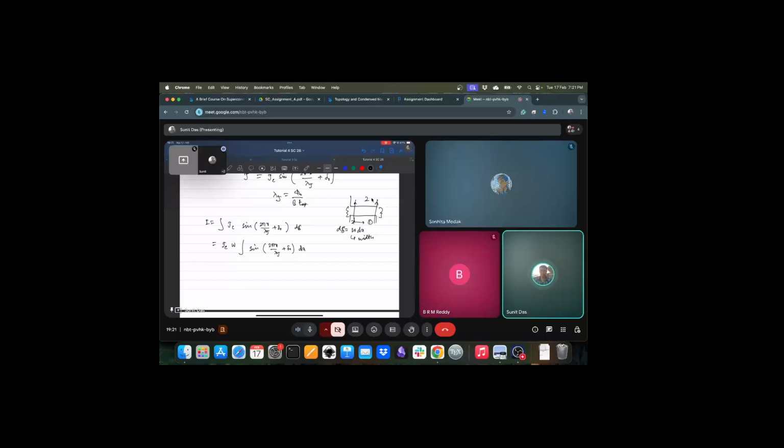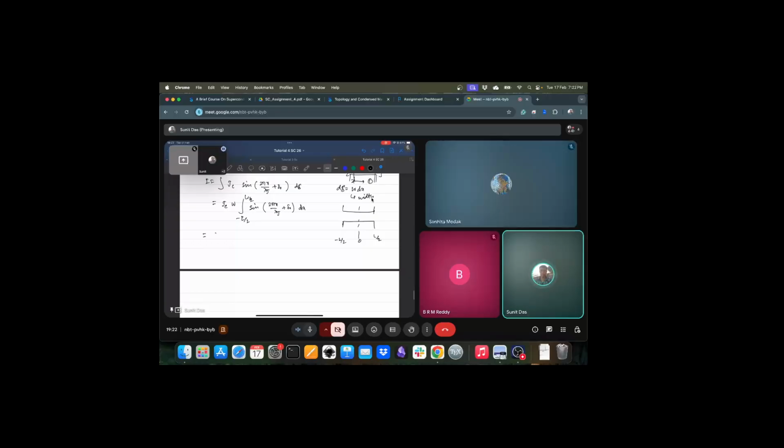And the limit for x will be, let's say, minus L by 2 to L by 2. So we assume that we have a junction like this, and somewhere here is the origin, so this is sitting at minus L by 2 and then plus L by 2 along x. So minus L by 2 to L by 2. And how do I integrate this?